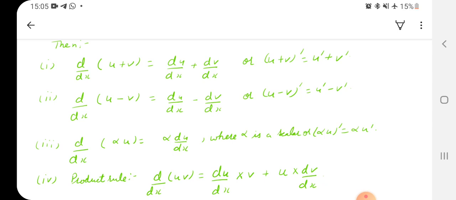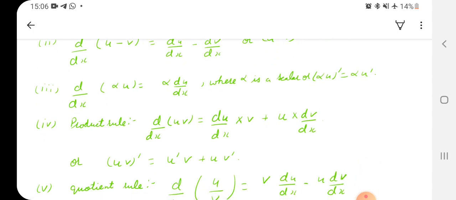Next is the derivative of alpha times u, where alpha is a scalar. Now, what is a scalar? A scalar is a real number, right? So the rule says that the scalar will come out of the differentiation and only the function will be differentiated. So alpha will come outside, and we will be left with alpha times du over dx. In other words, I can write (alpha u) dash equals alpha u dash.